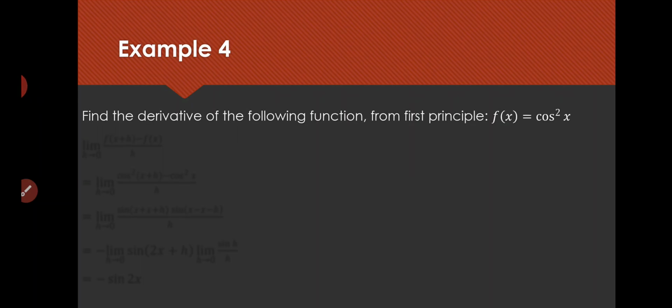Find the derivative of the following function from the first principle. Here basically I have f(x) equals to cos square x. Again the formula is all the same, f of x plus h minus f of x by h. Now I think we have already understood how to put the values. So this will become cos square of x plus h minus cos square x, by h.